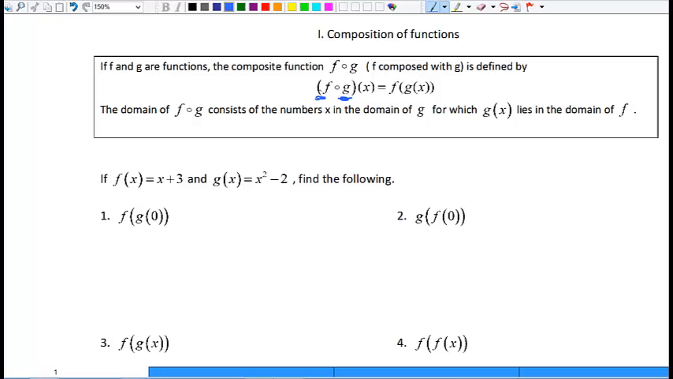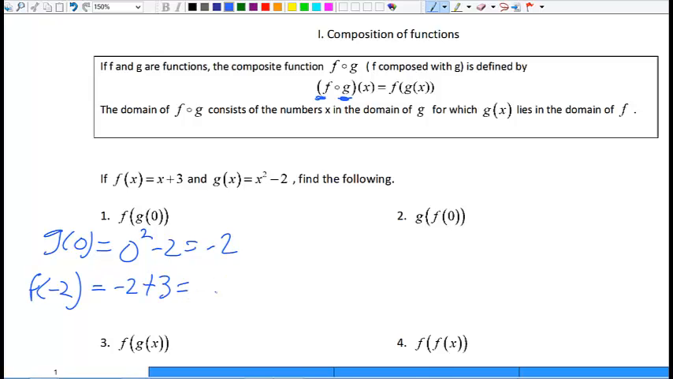So in this first question, f of g of 0, I'm going to start by finding the inner number. So I want to know what g of 0 is. So go to the g function and evaluate it at 0. So 0 squared minus 2 gives me negative 2. That thing I am then going to stick inside f and evaluate. So f of negative 2, which would be negative 2 plus 3, which is 1. So f of g of 0 is 1.